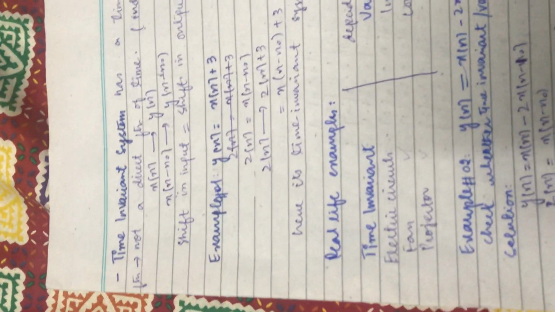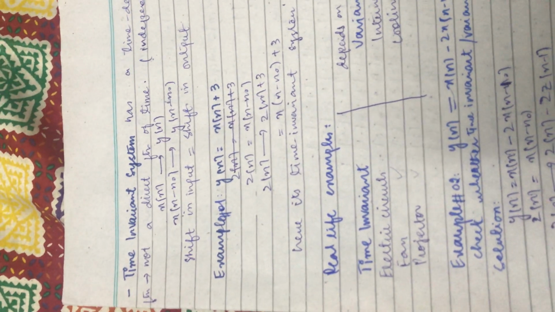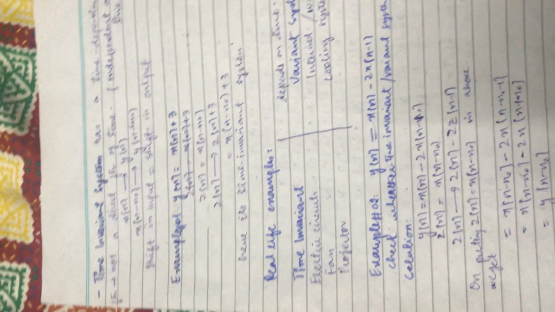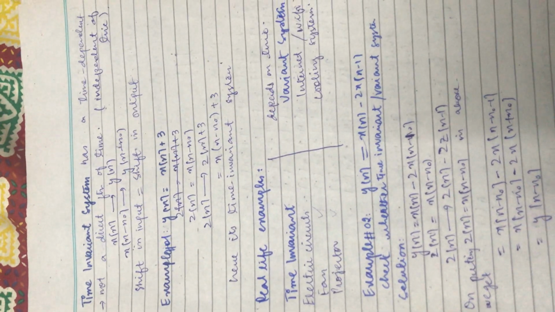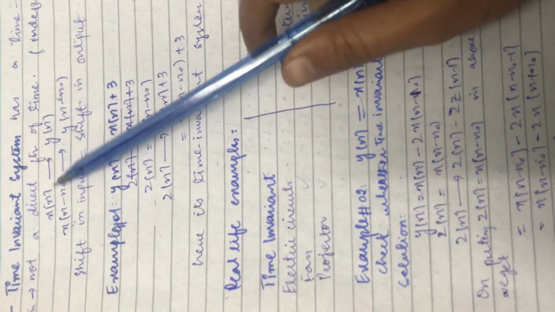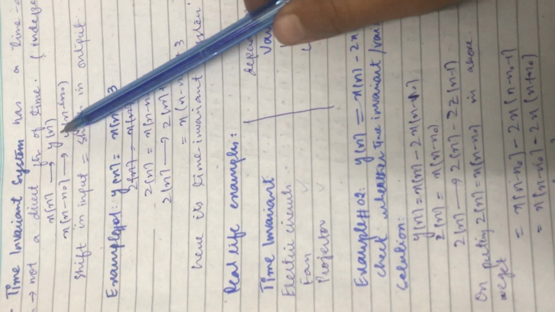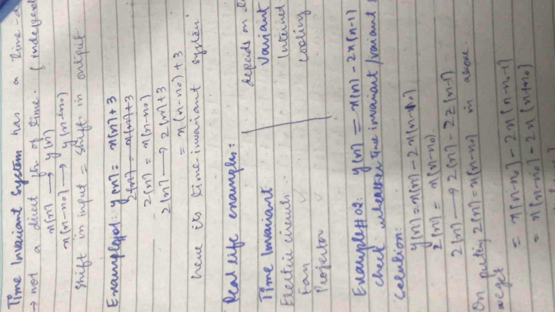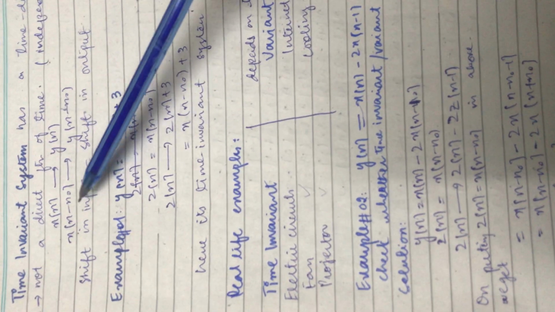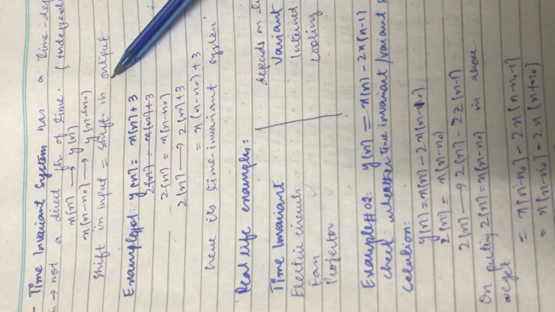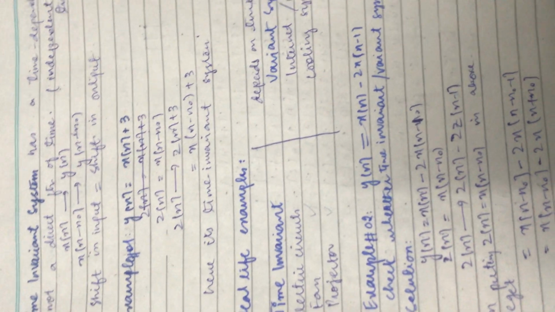Now come to the time invariant system or the time variant system. Time invariant systems are those which are independent of time. The word invariant tells us that they are independent of time. Here we have x of n, the input signal, which gives us y of n, the output signal. In this type of system, we create a shift in the input, and if it gives the same shift on the output, that will be called an invariant system.